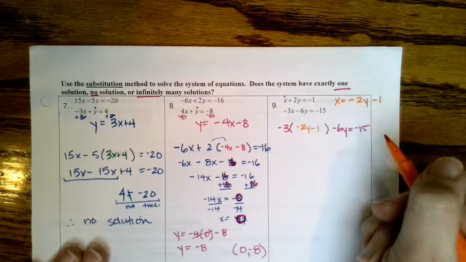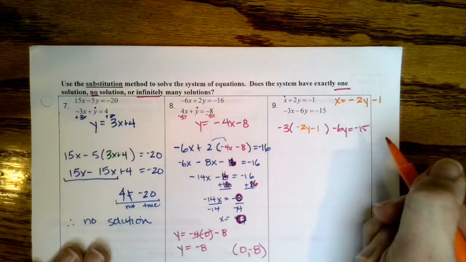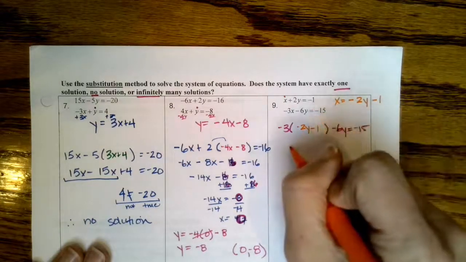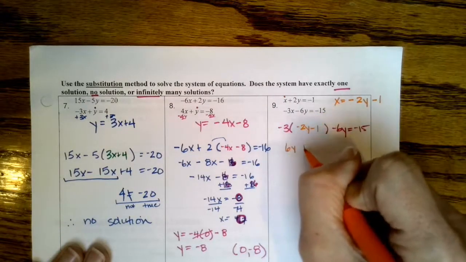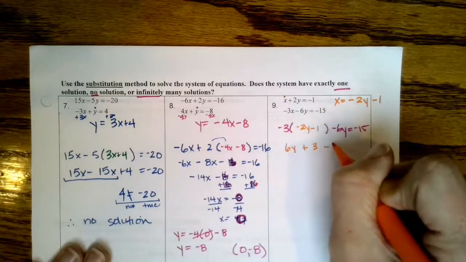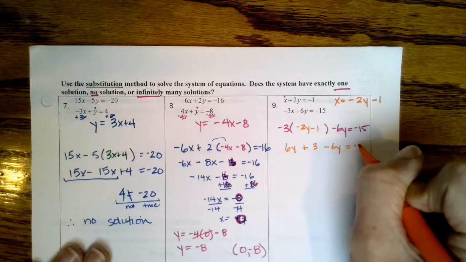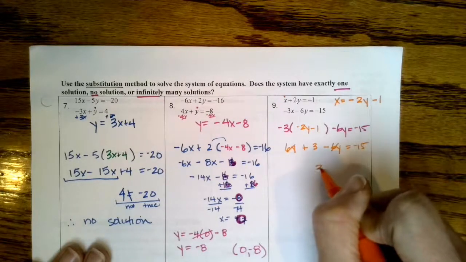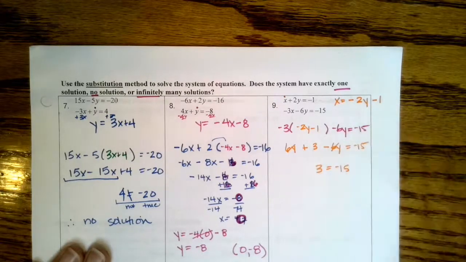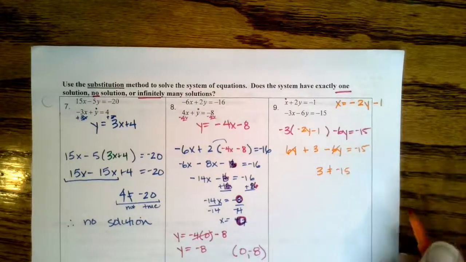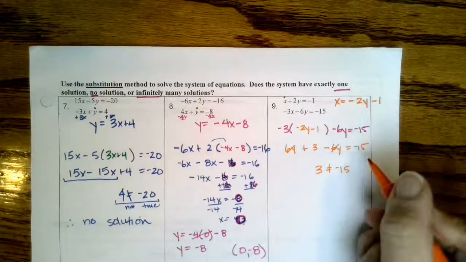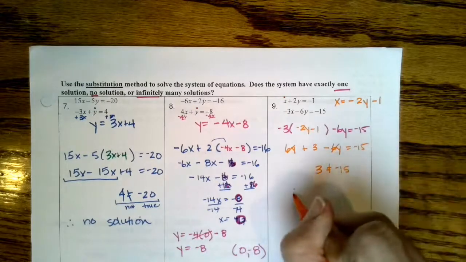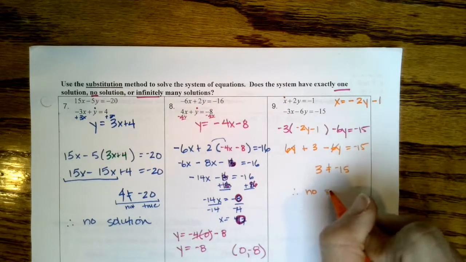So when I go ahead and simplify that, I've got positive 6y plus 3 minus 6y is negative 15. Again, my variables cancel out, and I end up with something that's not true, and I'll say, therefore, no solution.